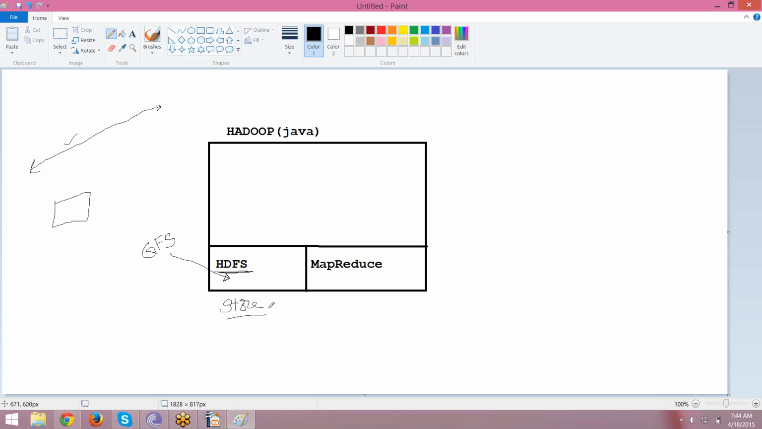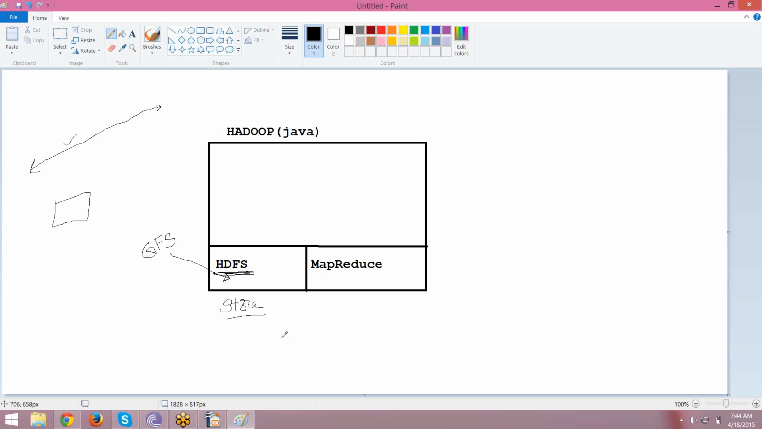When we say a distributed file system, this component is used to store structured, semi-structured or unstructured data, so any type of data. It will store the data only in the form of flat files, not in any specific manner. Whatever data you have, it will store in the form of files. It's completely designed by the Hadoop people in a different manner.